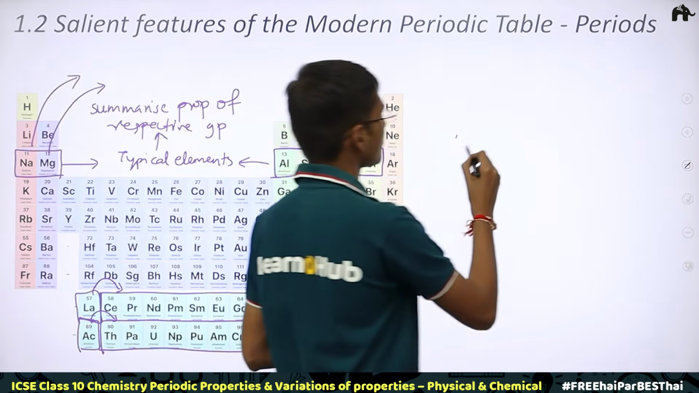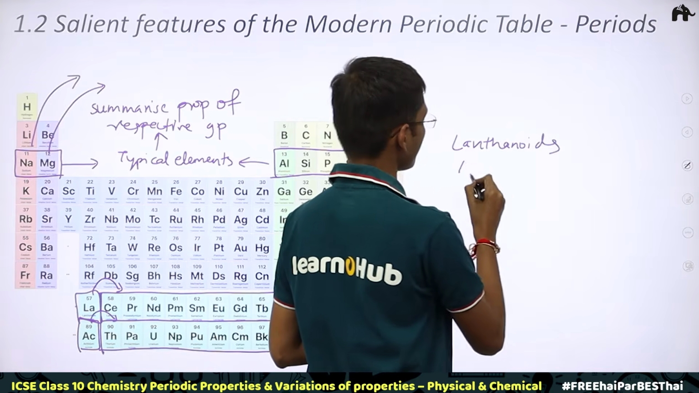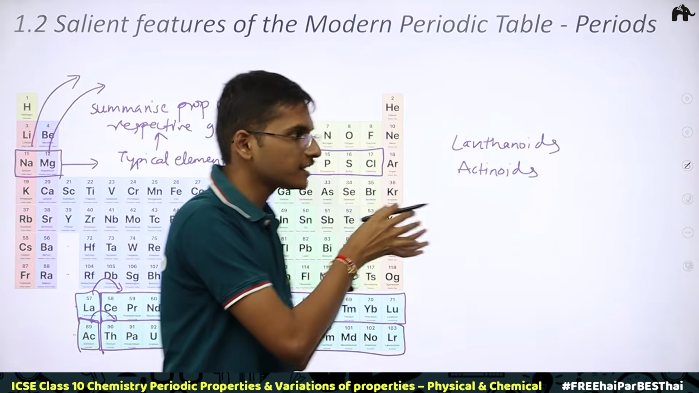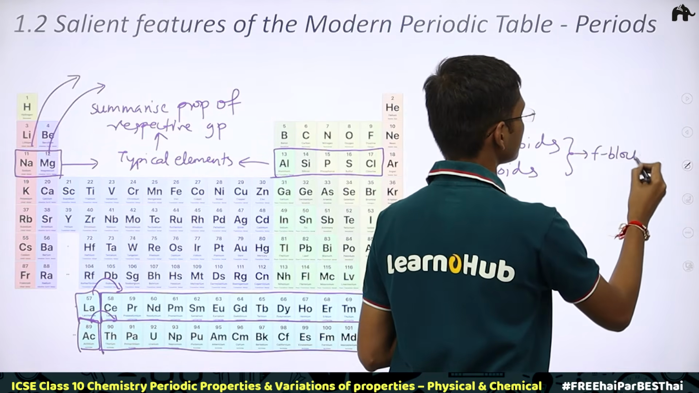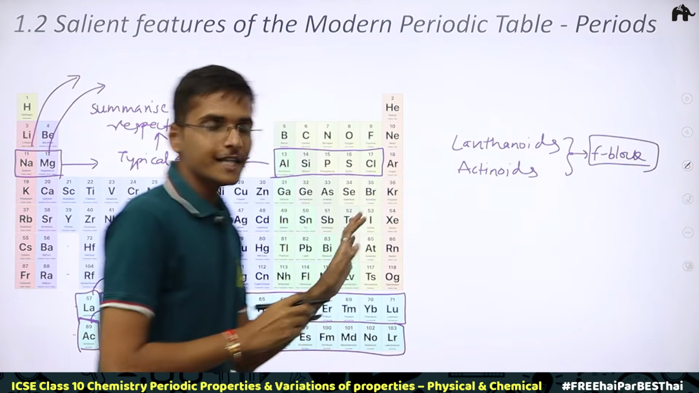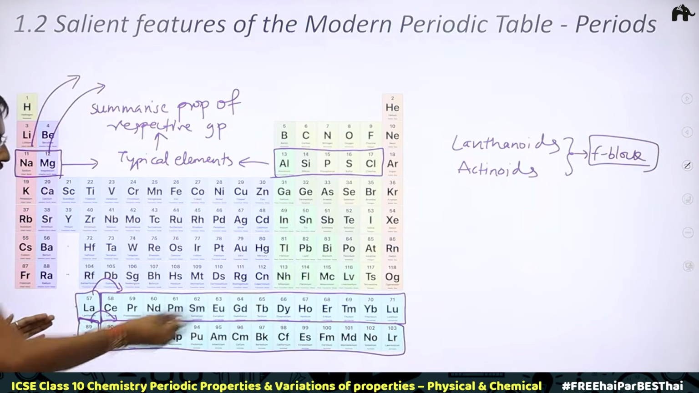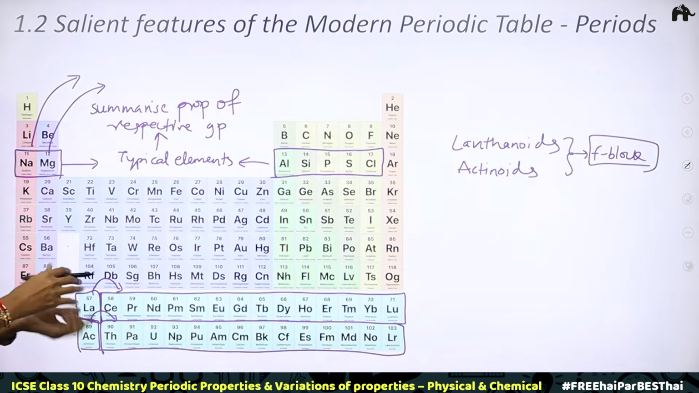I will write it here: lanthanoids, actinoids. These lanthanoids and actinoids are called F block elements. So now your confusion would be clear. Lanthanum and actinium are not included in F block. Apart from lanthanum, the 14 elements, and apart from actinium, the 14 elements are called F block elements. They are respectively named lanthanoids and actinoids. Why did I tell you this right now? Because these elements come after lanthanum, and these elements come after actinium.